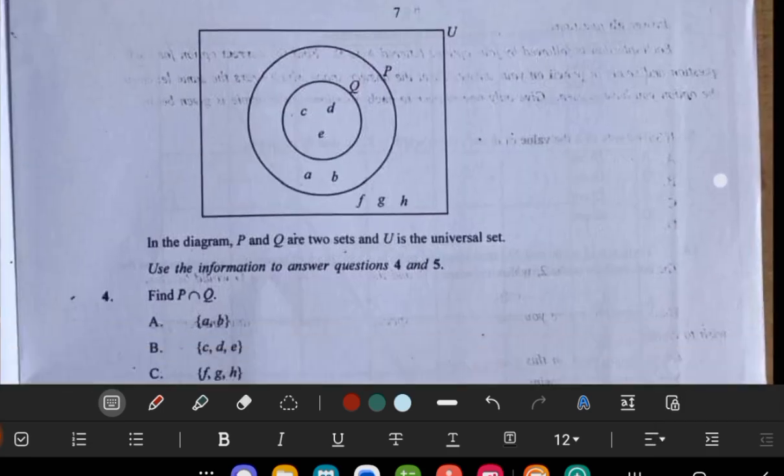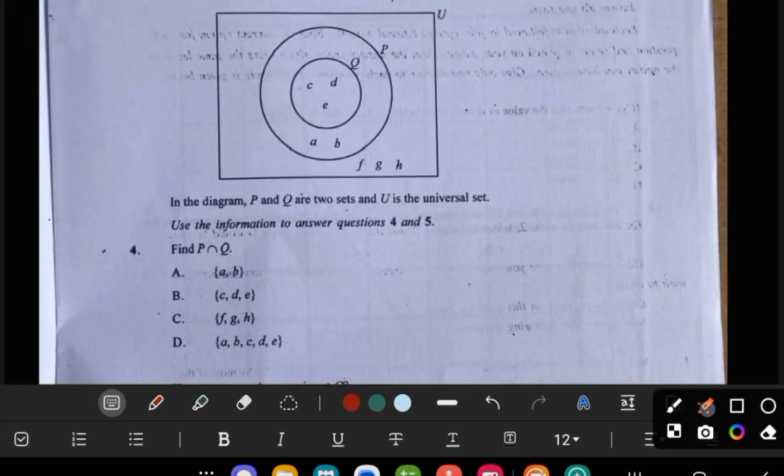We move on to question 4. In this diagram, P and Q are two sets, and U is the universal set. This is U. We are asked to find P intersection Q. Intersection means what? What can you find in P at the same time in Q? Now think of this P and Q. Think of it this way.